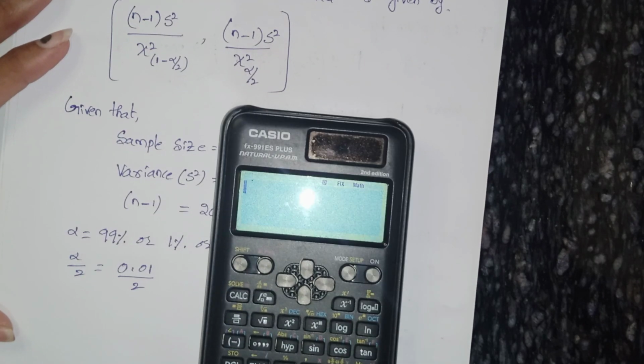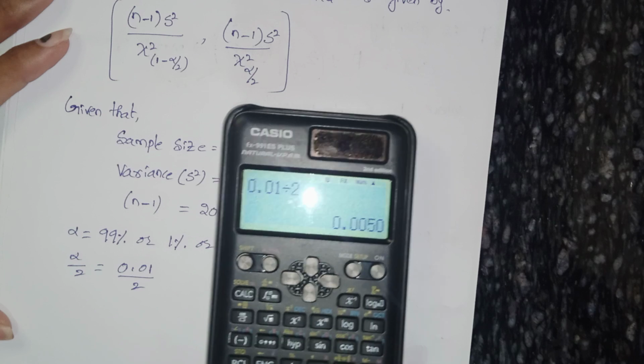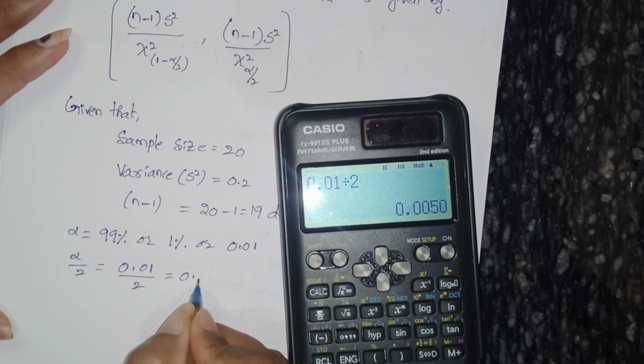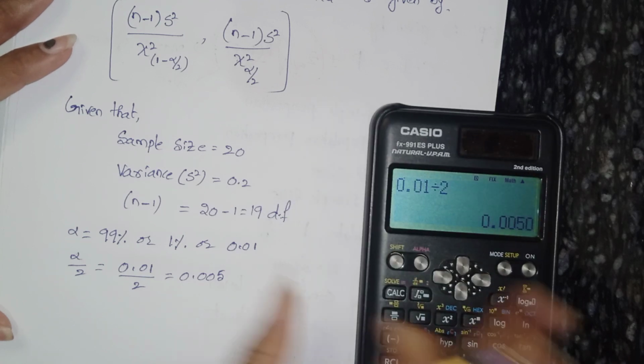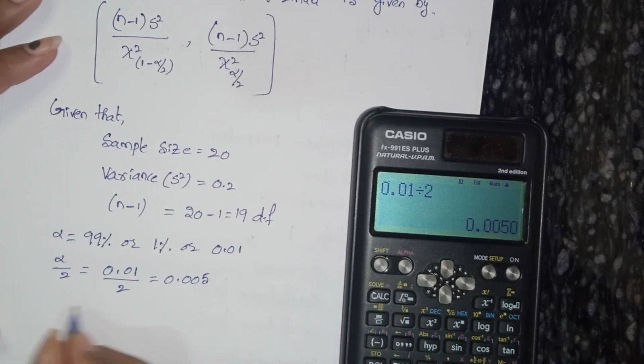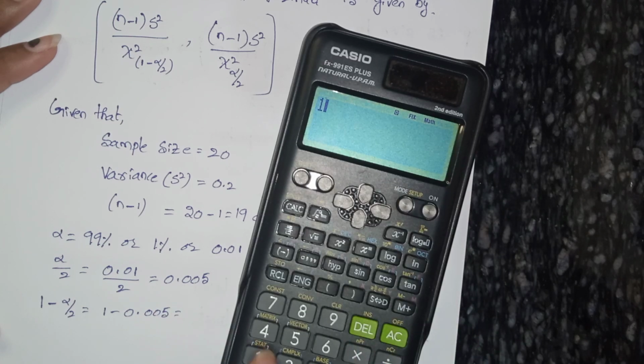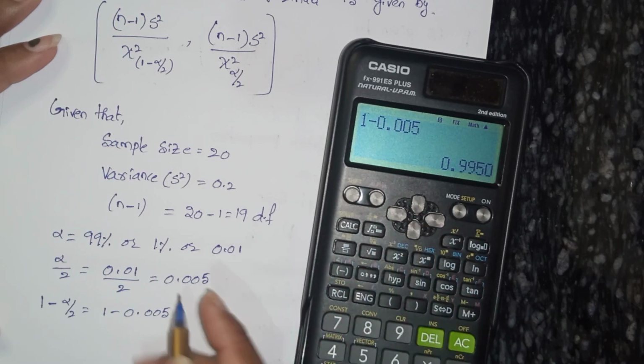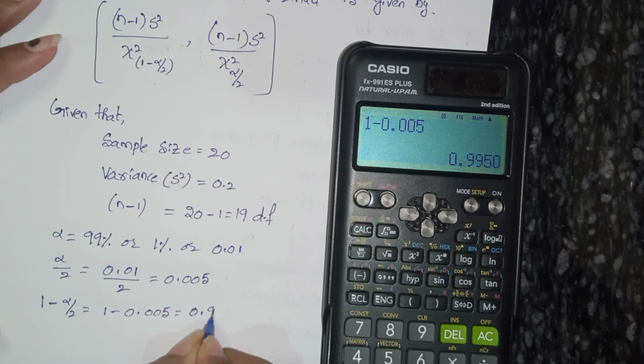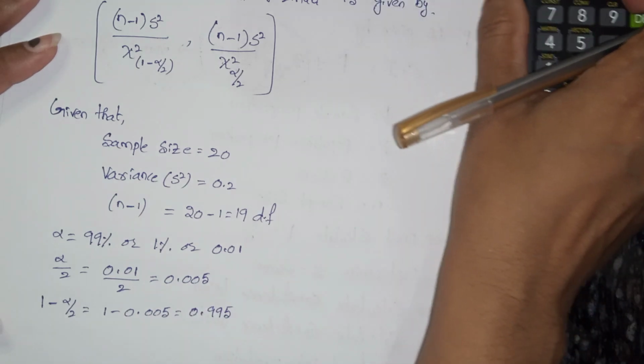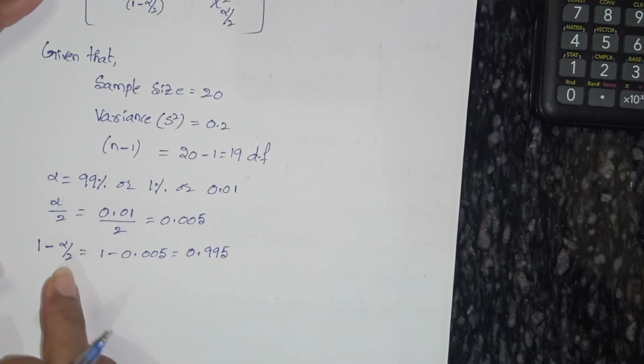So let me show you. 0.01 divided by 2 is 0.005, no? So 0.005. Okay, and next what we have to calculate is 1 minus alpha by 2. So 1 minus alpha by 2 equals 1 minus 0.005, which is 0.995. Okay, so these values now we have to find out, table values.